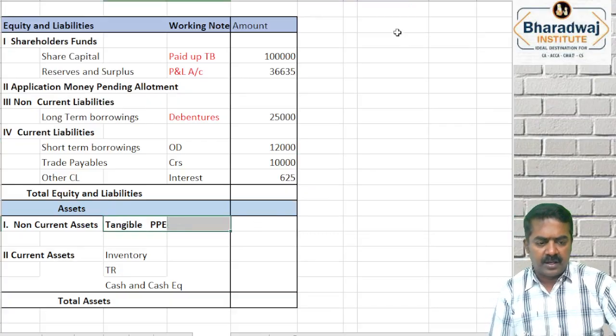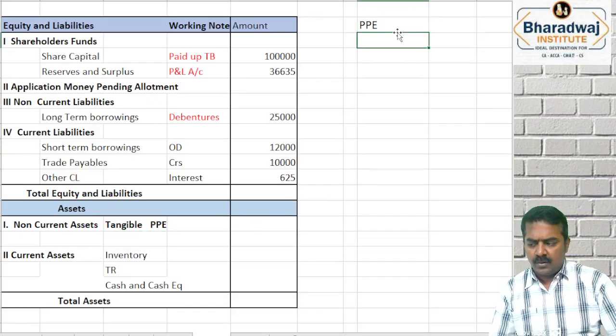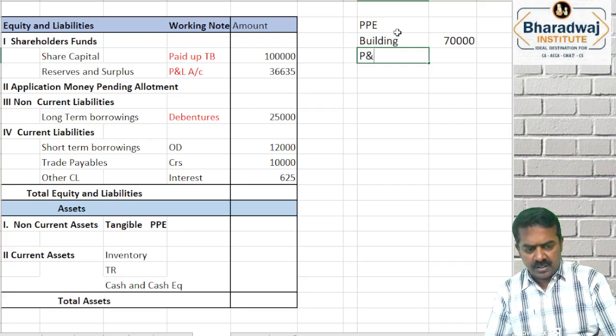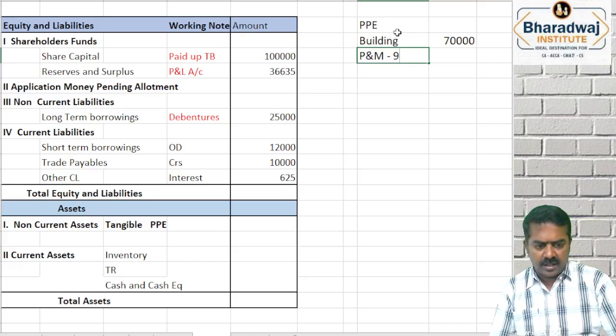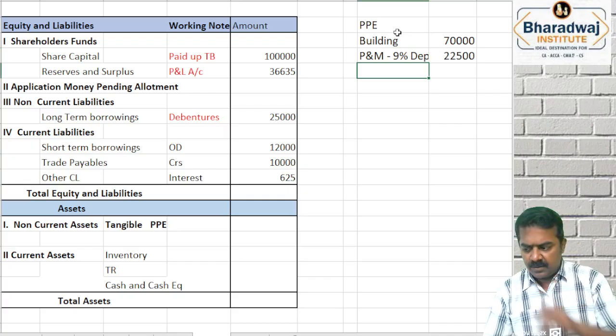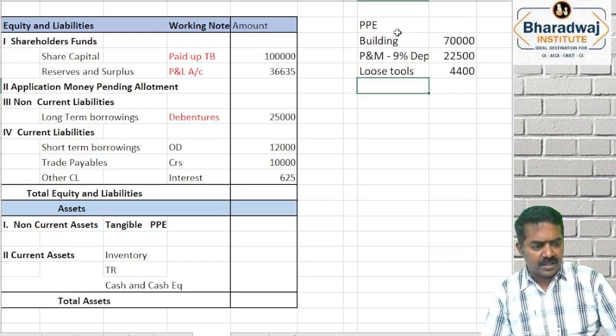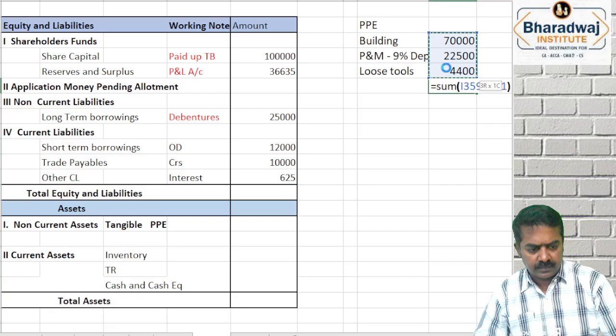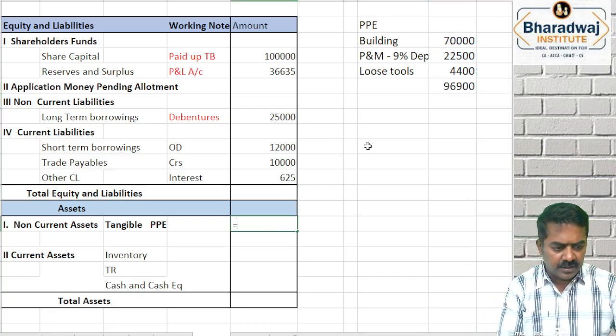We'll do the working for property, plant and equipment. What and all will come in property, plant, equipment? Building, there's no depreciation, 70,000. Plant and machinery minus 9% depreciation, 22,500 will come. Then loose tools, this can be shown alternatively as a current asset also. $96,900 will come.